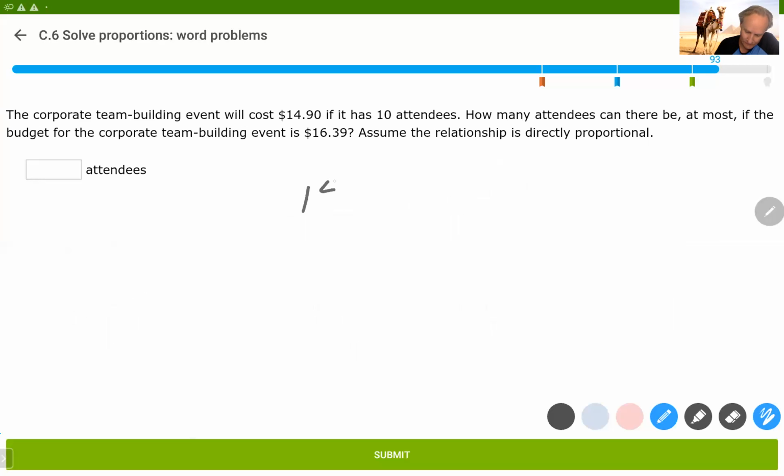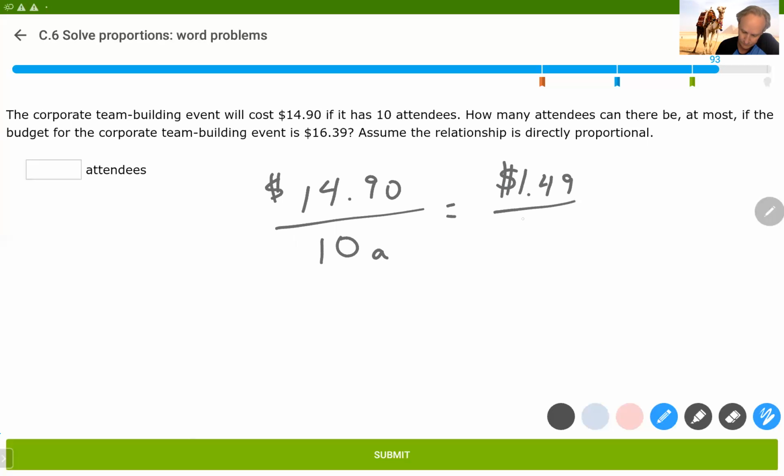$14.90 for 10 attendees. Obviously, that's $1.49 each. And it's going to cost $16.39 for how many attendees? This is really close to 1.5, and this is really close to 15, just like this one is. If we multiply by 10, how many more do I need? I'm going to need 2 more to get to 1639, aren't I?